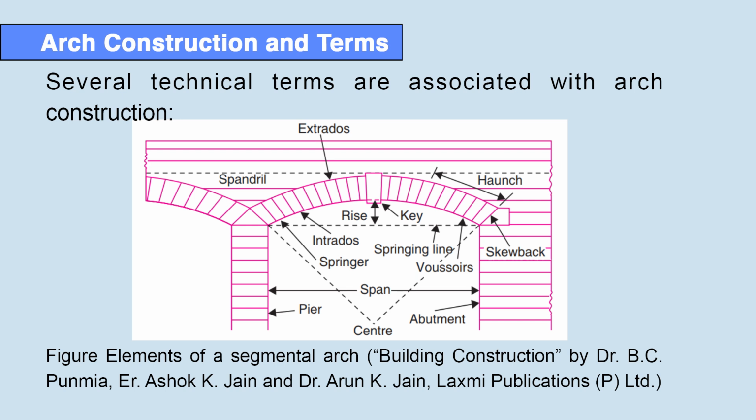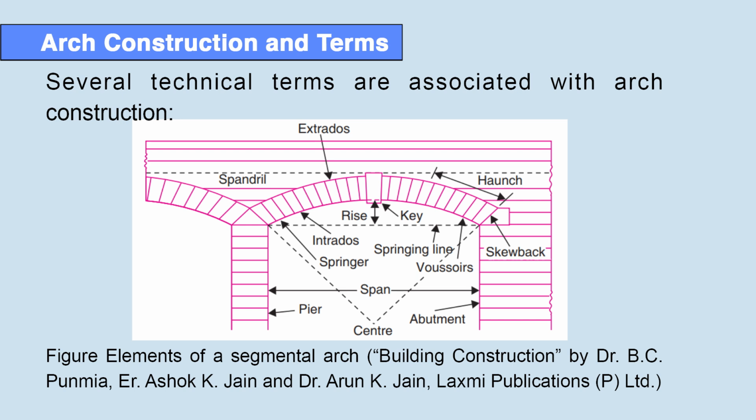Next one is center or striking point. So, what is this? The geometrical center from where the arcs forming the extrados, arch ring and intrados are described or struck is known as center or striking point. Next one is span. The clear horizontal distance between the supports is known as span.